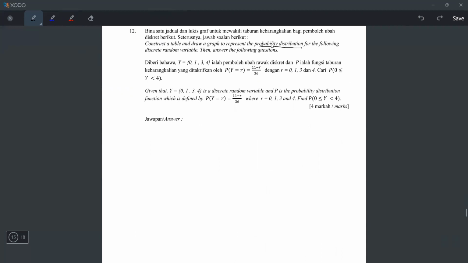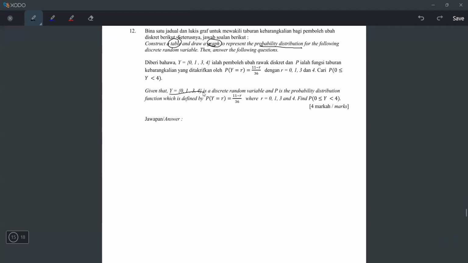So you know what chapter already lah. They already say property distribution, right? So from chapter 5, I think, yeah, property distribution. So they want you to construct table and draw graph. Okay, want you to do a lot of stuff. Draw table and draw graph for the following discrete random variable, then answer the following question.